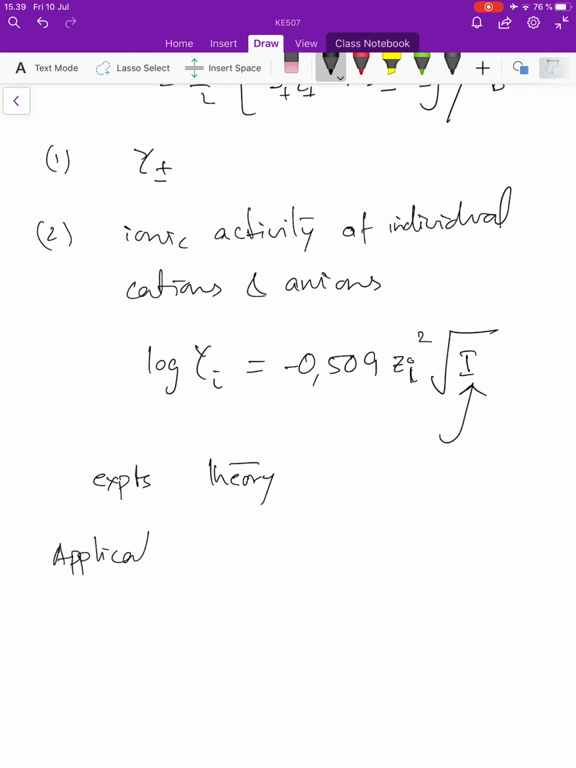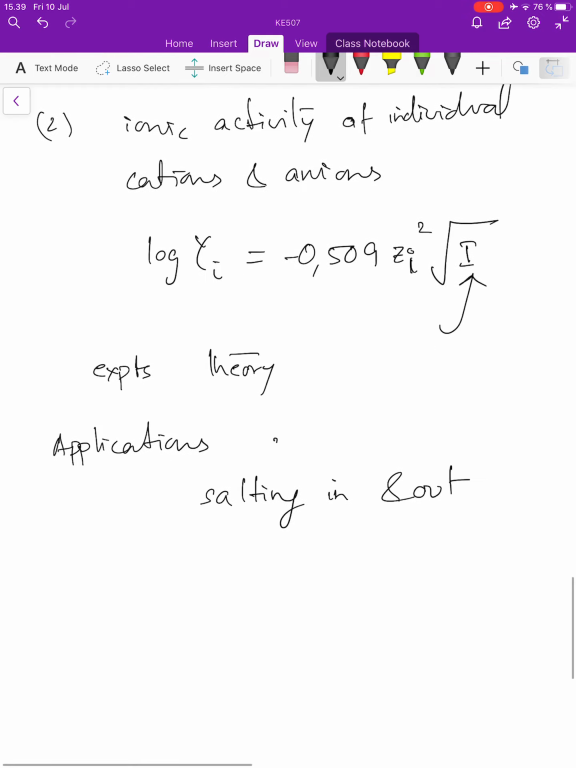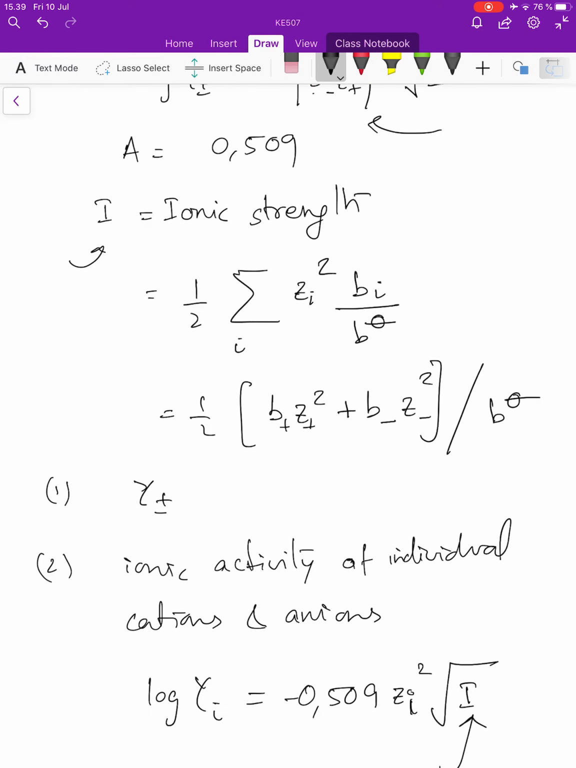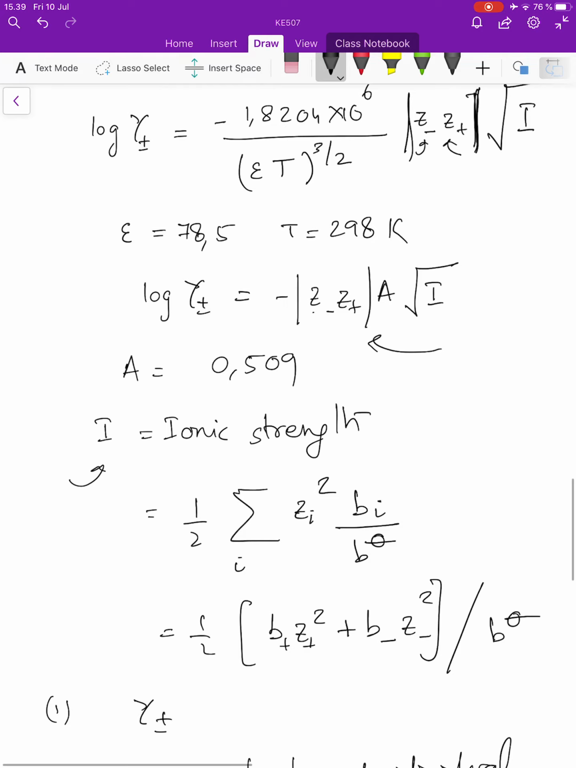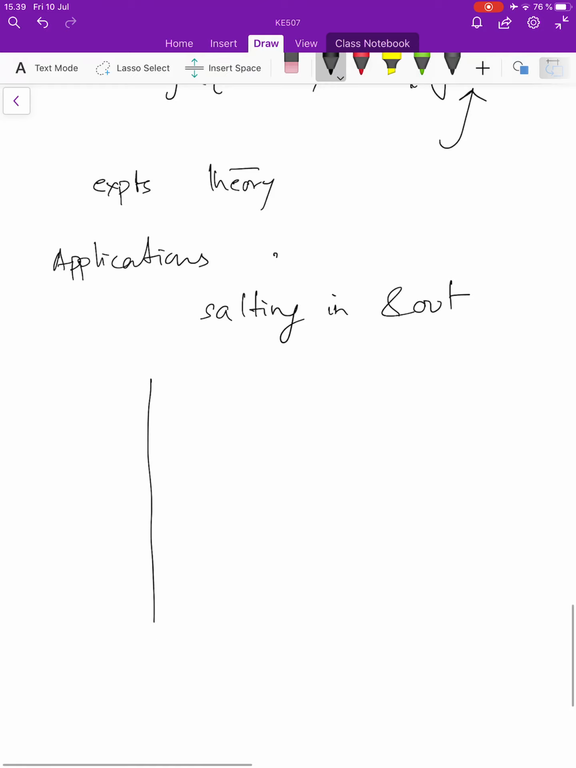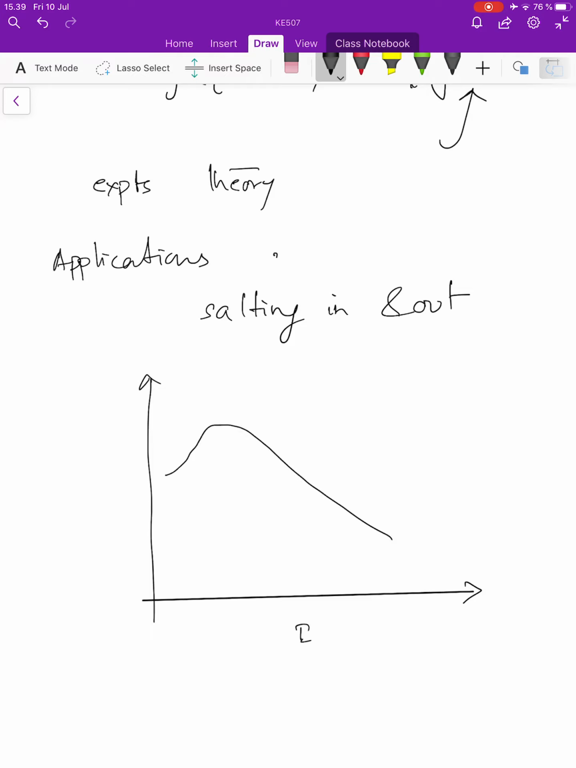One of the key applications of the theory is salting in and salting out. So the solubility of salts and even proteins can be altered if you add an electrolyte to the solution. We haven't talked about the calculation of the mean activity coefficient when the solutions are not dilute. But for example, if you plot the solubility of a protein with respect to the ionic strength, you typically get a curve such as this.